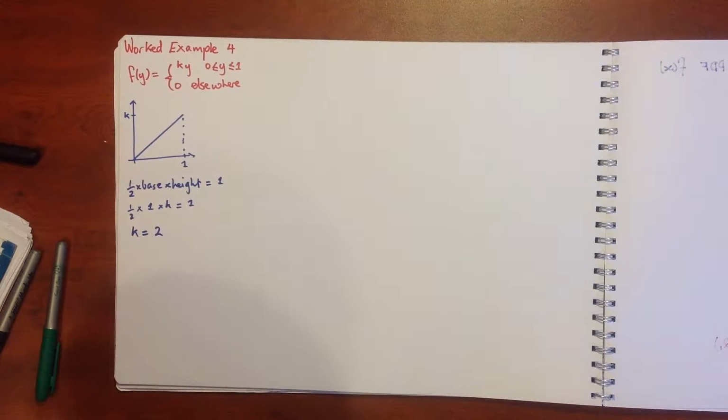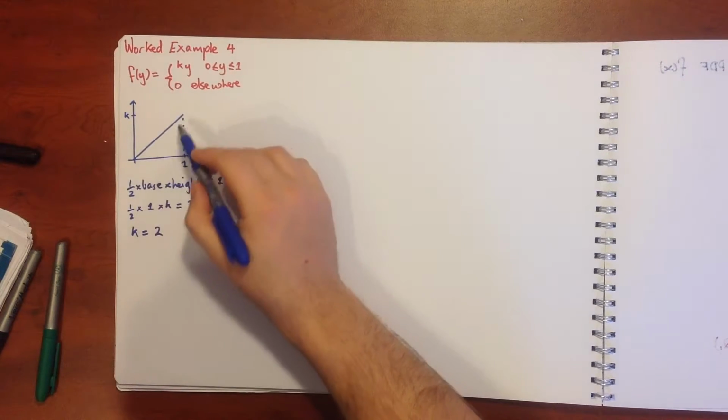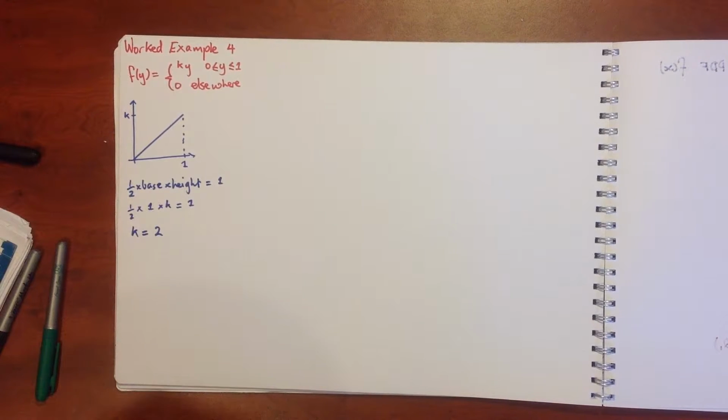In the book they go through and integrate, but you really don't need to integrate when it's just a nice geometrical shape like a triangle. Okay, part C, find the mean. Find the mean of y, our mean or our expected value.